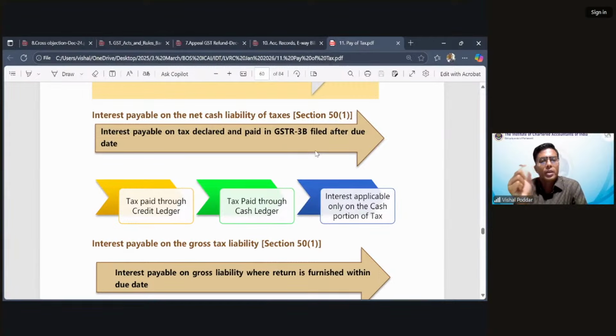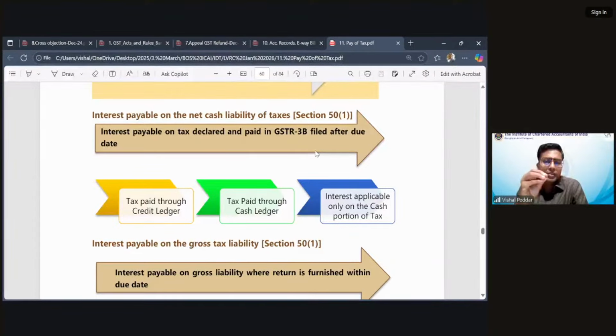Now, important is, calculating interest on the net amount, which is the amount that is payable through the cash ledger, is something which always a taxpayer would prefer. But the law has been so drafted that this benefit of discharging interest only on the net amount which you are going to pay through the cash ledger, this benefit is given only where you have reported a particular transaction in a month and that month's 3B itself is filed late.